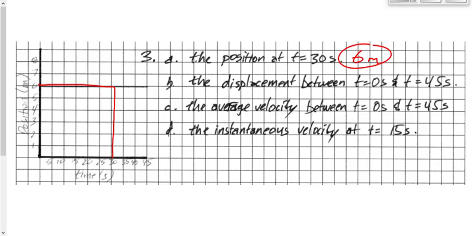How do you know? Because the position isn't changing, right? The line is staying flat. So my final position there is 6 meters. My initial position is 6 meters. If you subtract the two, we get 0 meters.